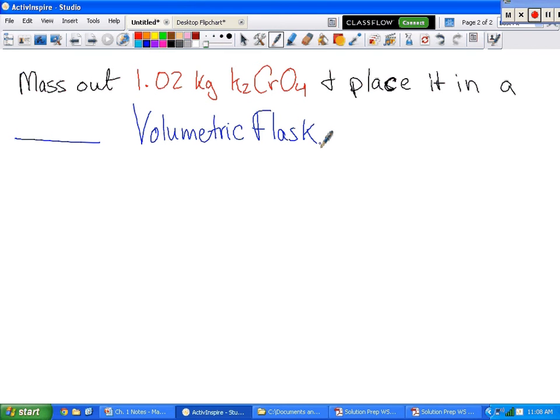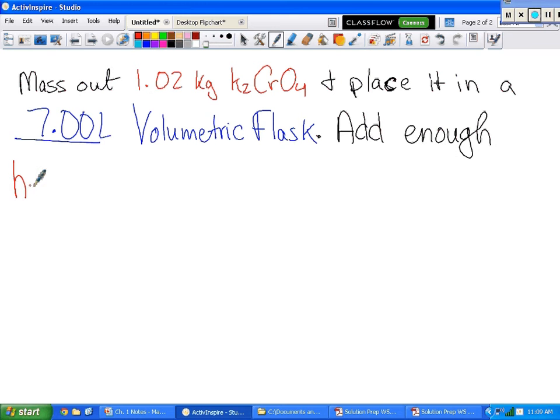Very good. Now, do you agree that that would be a really, really large volumetric flask? Yeah, think about that. That's a really big flask. So a 7-liter volumetric flask. Okay? Then what would you do? To do what? Very good. Well done. And again, I'm using quotation marks.